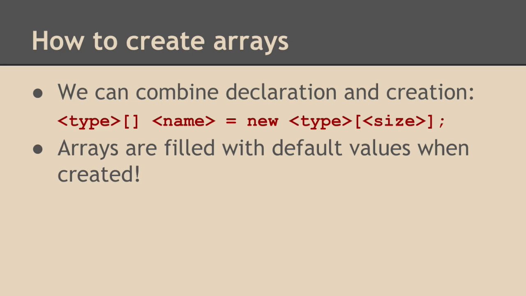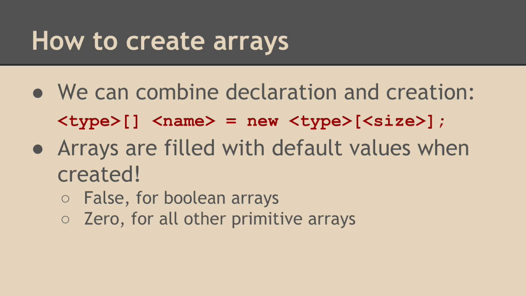Now it's important to notice that arrays are filled with default values when they're created. So we can always count on Processing arrays to be filled with false if they're arrays of booleans, 0 for everything else, integers, characters, etc., or null if we have object arrays. Okay? So those are our default values. False for booleans, 0 for primitives that aren't boolean, and null for object references.